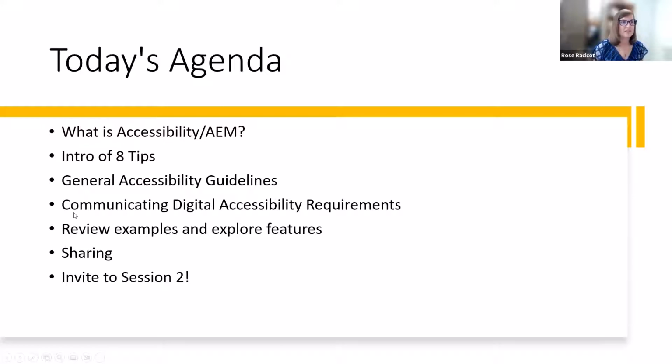And then this is tip number 2, communicating digital accessibility requirements. I'm going to give an example of that. And then we're going to give you some links that you can explore and digest in some individual time today. And then we're going to do some large group sharing around what you found or what questions you have. So we're going to definitely have some individual reflection and collaboration time in the second half.